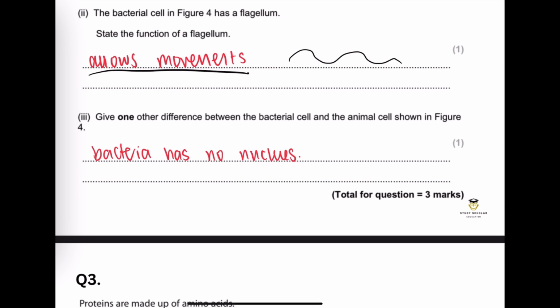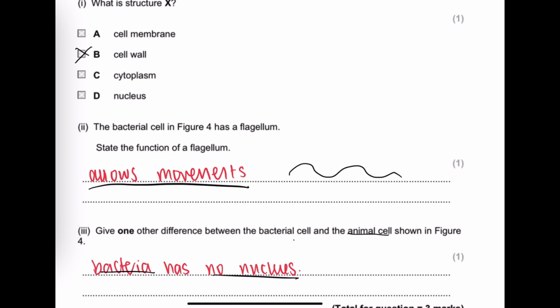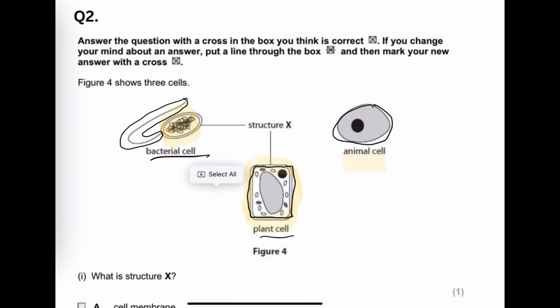Give one other difference between a bacterial cell and an animal cell. One difference is that a bacteria has no nucleus, and it has chromosomal DNA, and a bacterial cell has a cell wall, as you can see here, while an animal cell does not. A bacterial cell has a loop of DNA, while an animal cell has a nucleus, which is shown here.